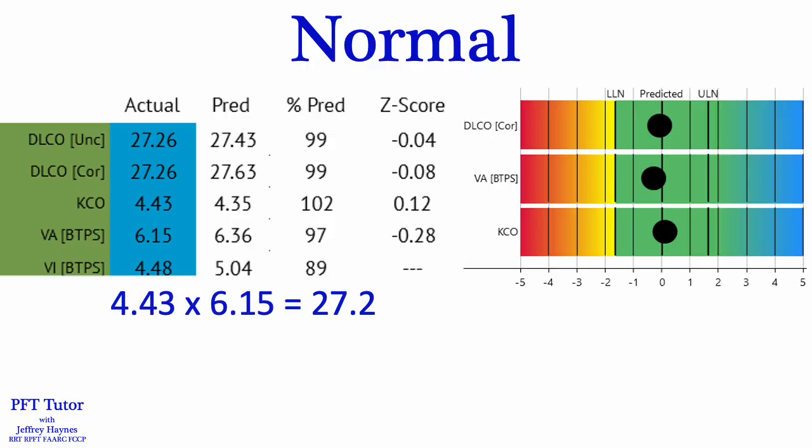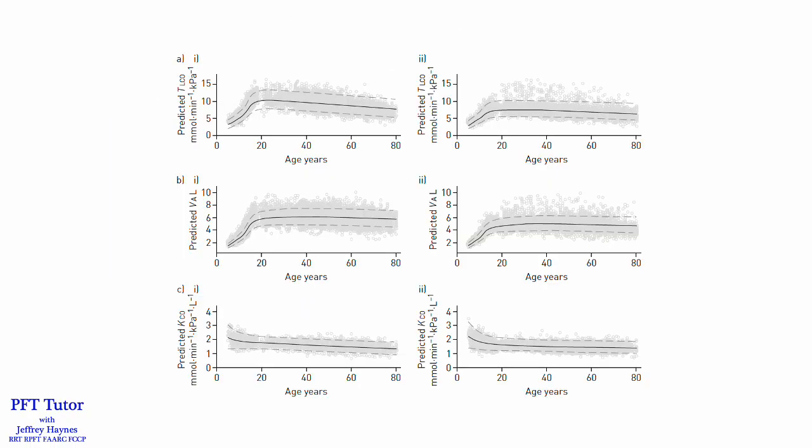So the KCO is normal at 4.43 with a z-score right around 0. And if we just multiply it by the normal VA of 6.15 liters, we get a DLCO of 27.2, which also has a z-score of almost 0. We use reference equations for each component. So there's an equation for alveolar volume, there's an equation for KCO, and their product, DLCO.